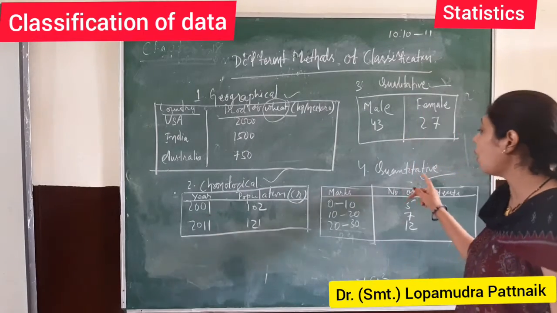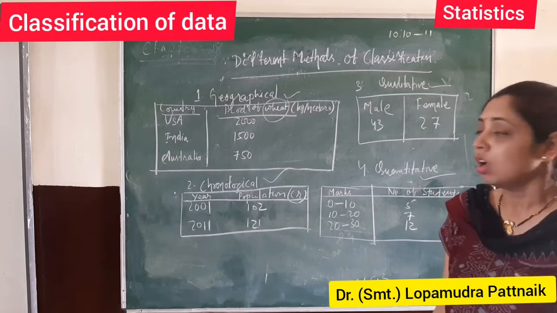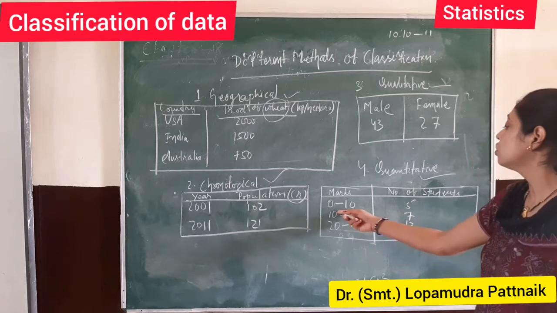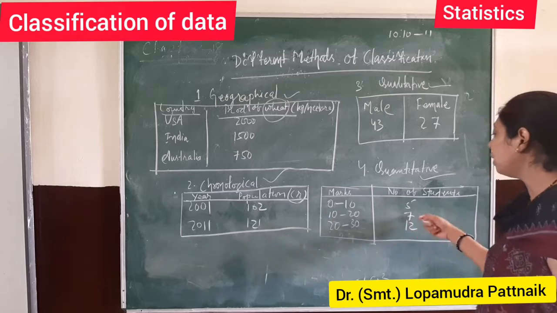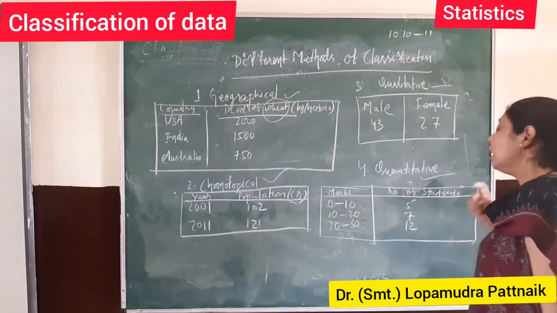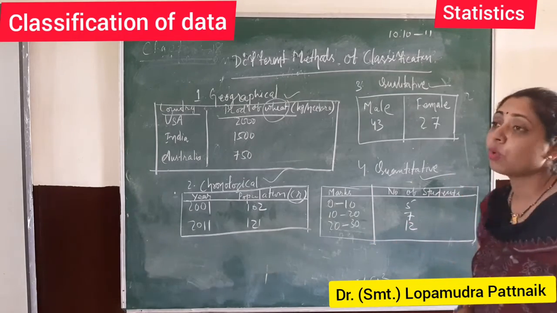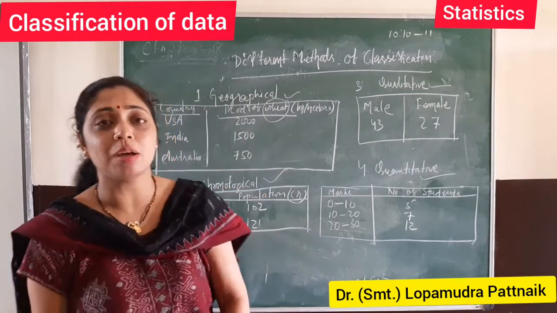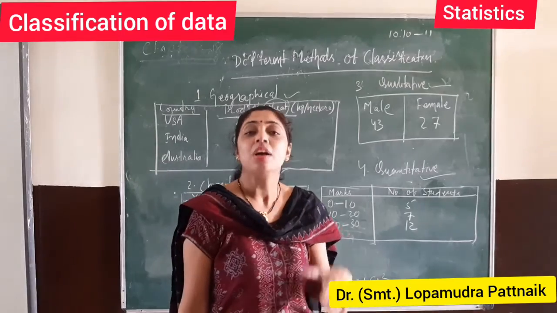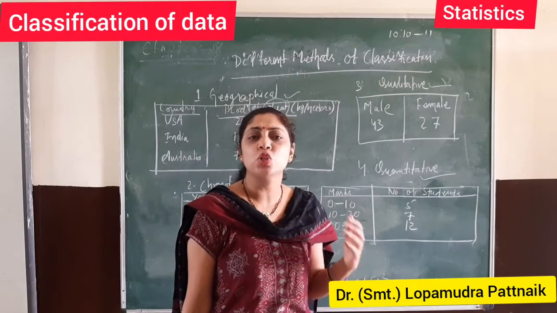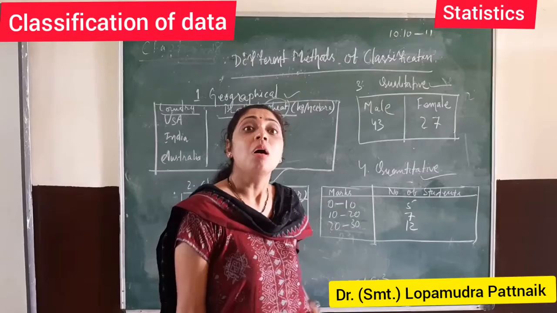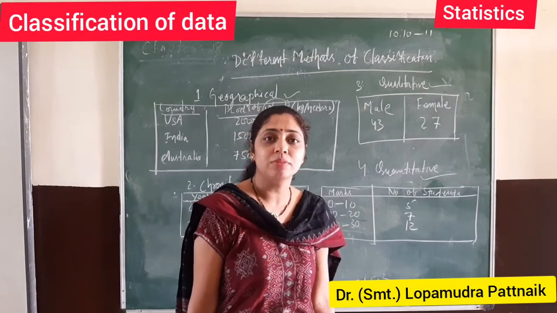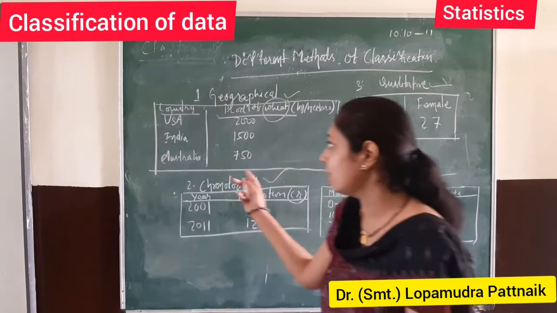Then comes the quantitative classification. There are some children in the class, I conducted a test of 30 students for 30 marks: 0 to 10, 5 students; 10 to 20, 7 students; 20 to 30, 12 students. That will be known as quantitative classification of data. In quantitative classification of data, it is very easy to use statistical tools, mean, median, mode, dispersion, regression, correlation, and a very good reliable result also comes from it. Okay? So these are the 4 kinds of classification.